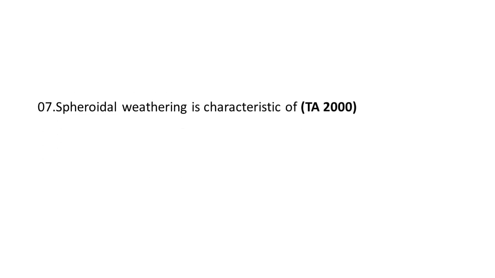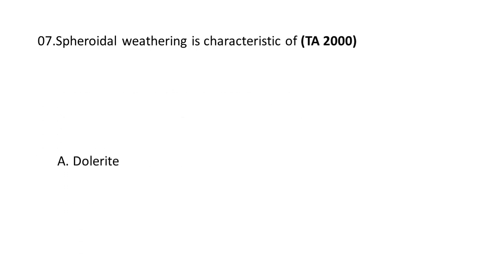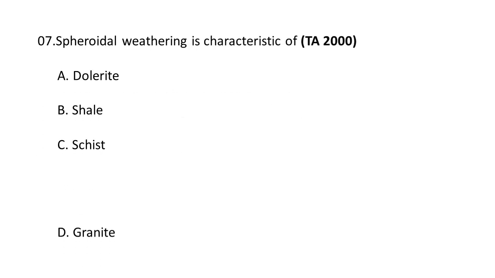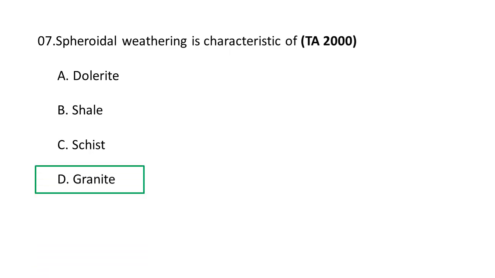Next question. Spheroidal weathering is characteristic of A. dolerite, B. shale, C. schist, D. granite. Spheroidal weathering is characteristic of granite. Spheroidal weathering is a type of weathering that affects the jointed bedrock and is the most common in granite and basalts, and it is also known as onion skin weathering, concentric weathering, spherical weathering, or woolsack weathering. So, D. granite is the correct option.